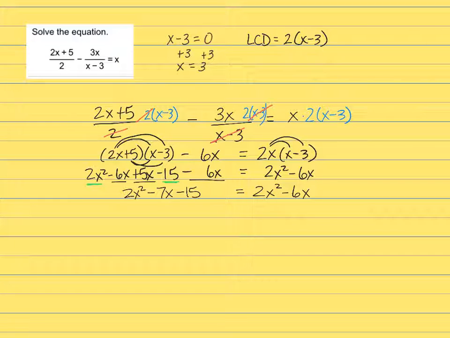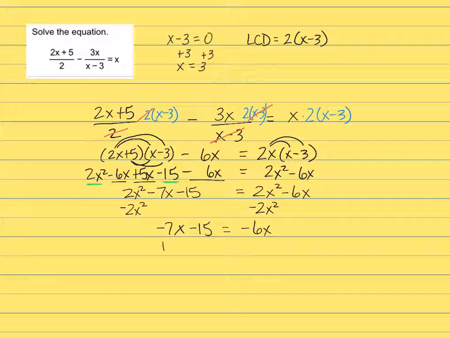One's got an x squared. One has an x squared and one only has an x. So now I can start subtracting off. I'm going to subtract off my 2x squared. Get negative 7x minus 15 equals, and then I have a negative 6x over here.